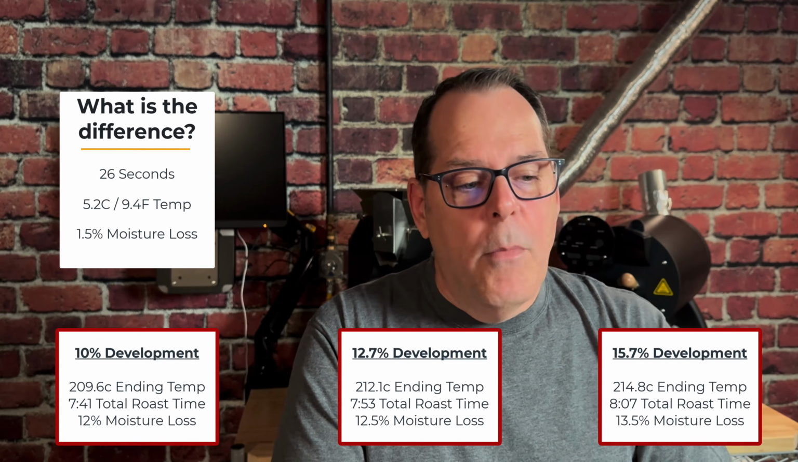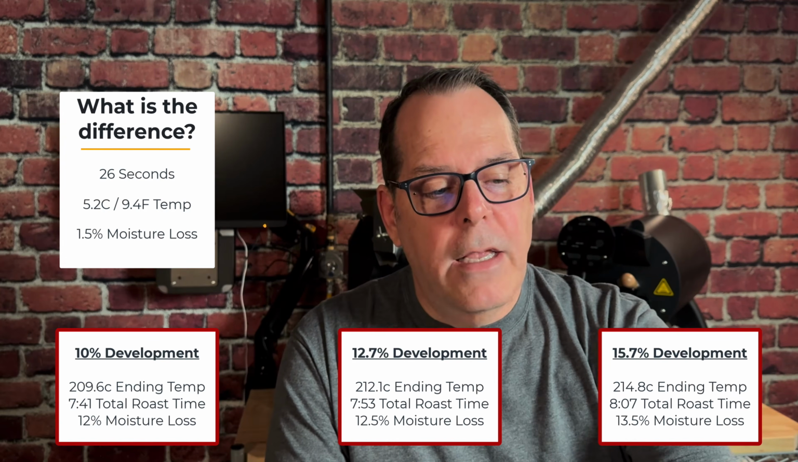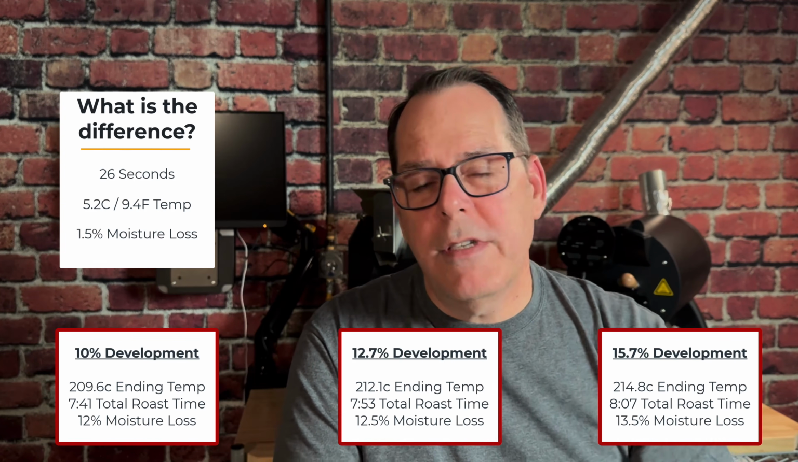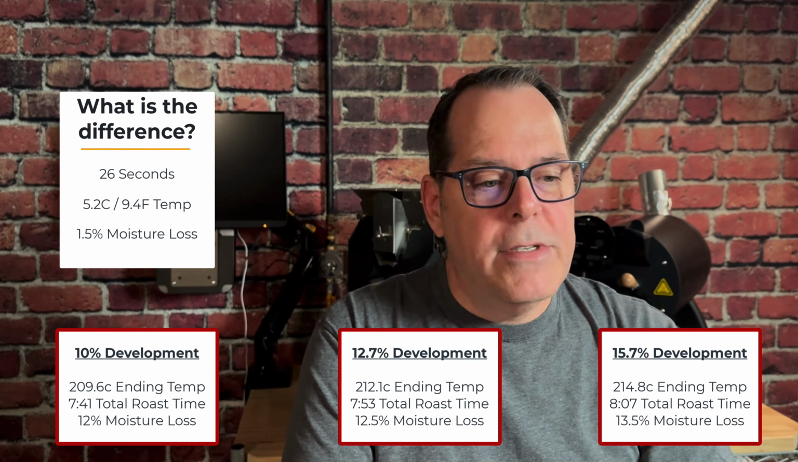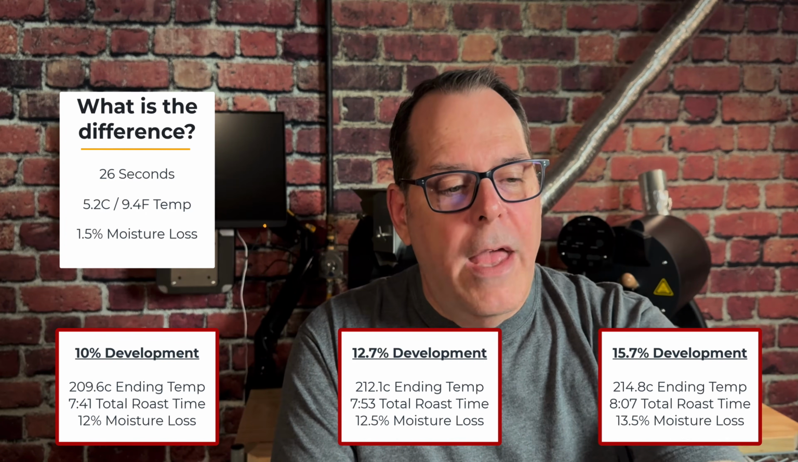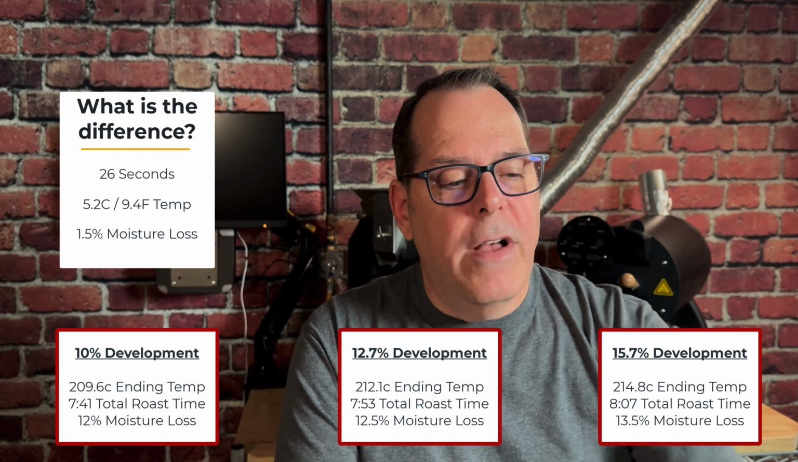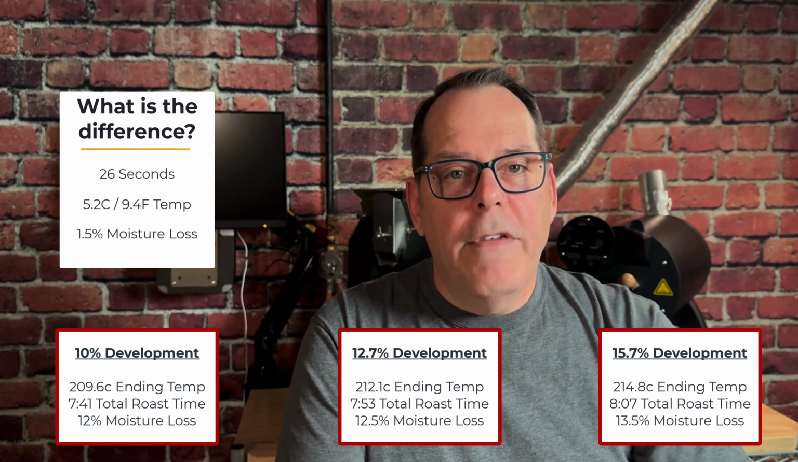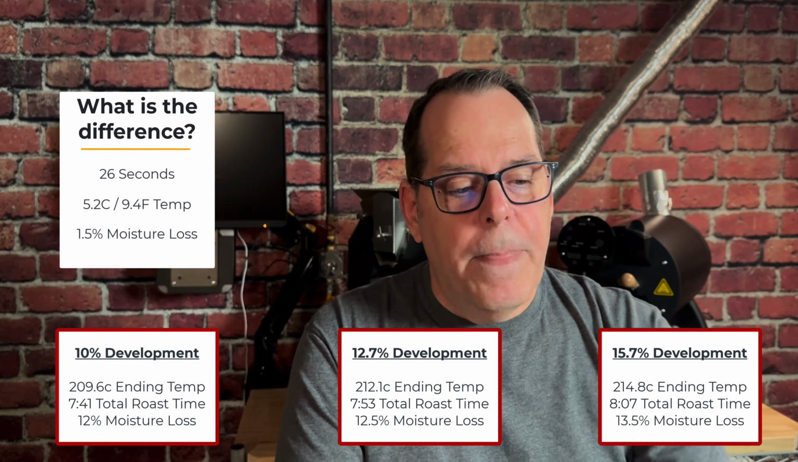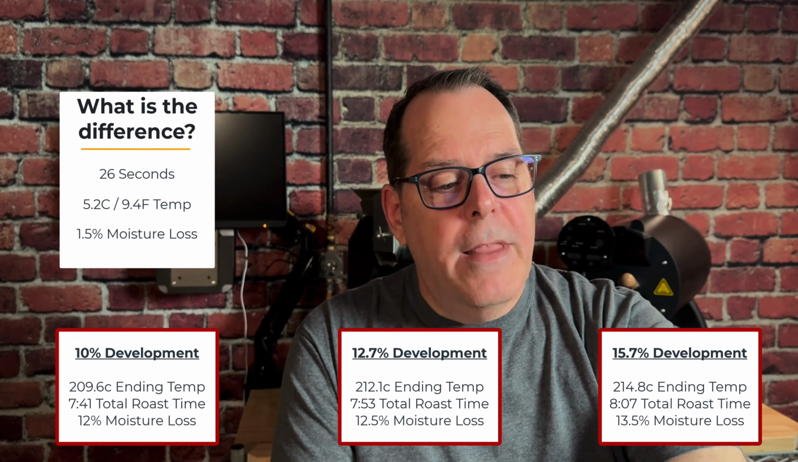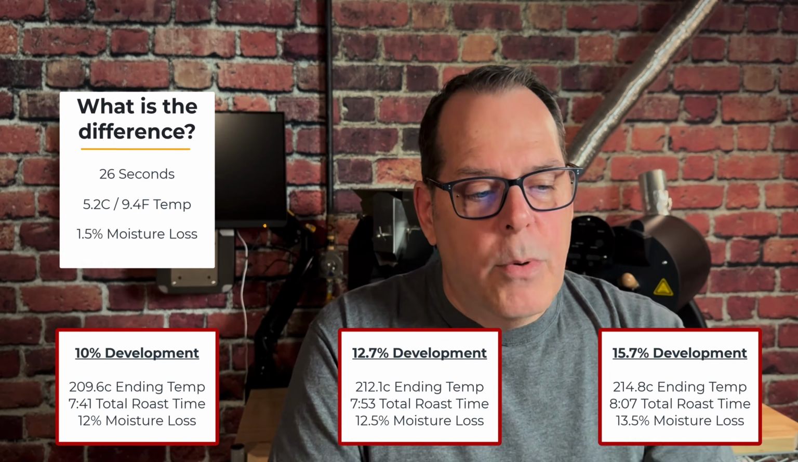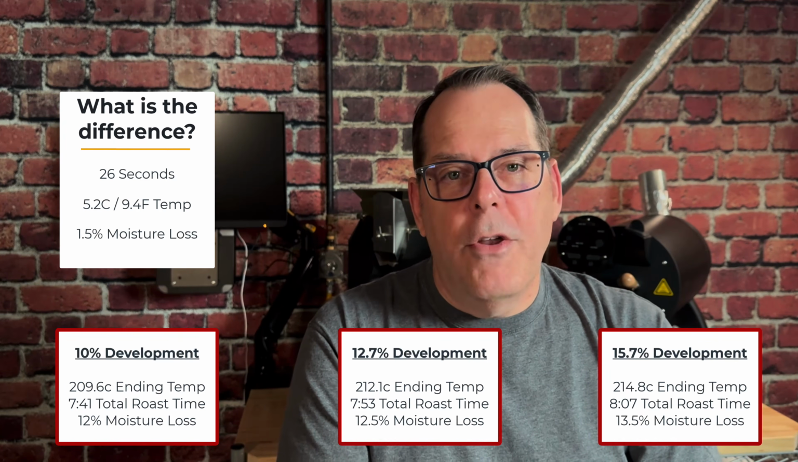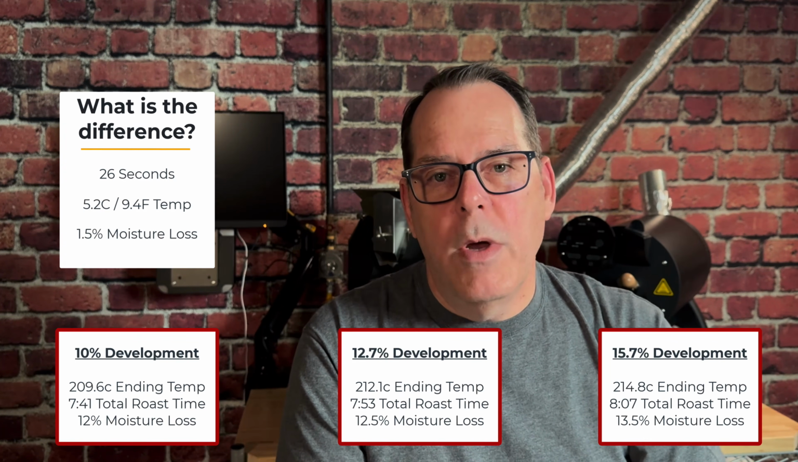Ultimately, the moisture loss is going to be very telling, and we start out with a 12% moisture loss with the first roast, which was the 10% development roast. And then when we go to the 12.5% development, it is a 12.5% moisture loss. Not much of a difference. But then when we get to the 15.7% development roast, we have a 13.5% moisture loss.